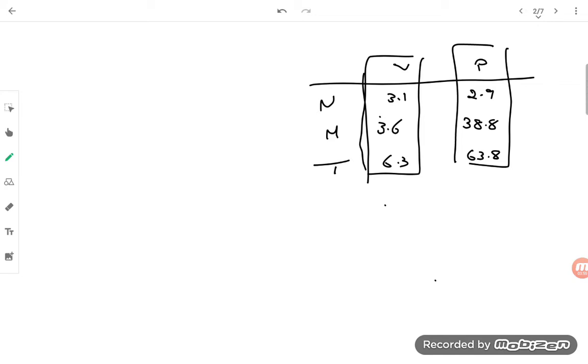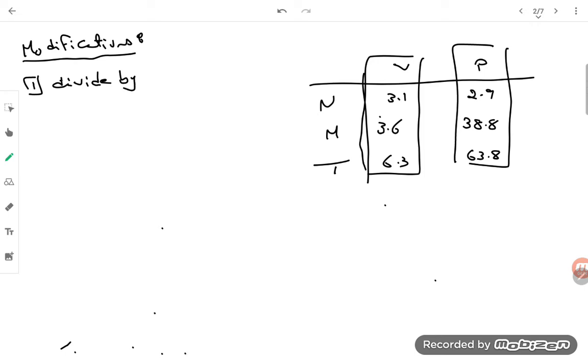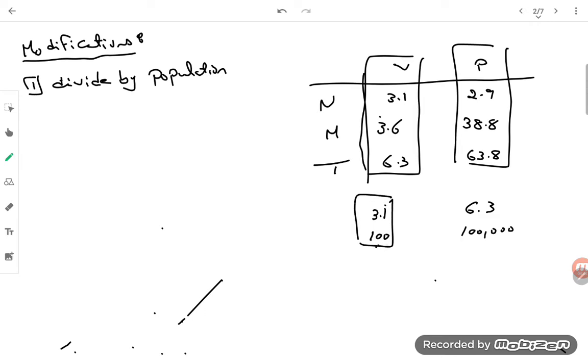So we have to make two more modifications for these values in order to be meaningful for international comparison. Number one, to divide by number of population in order to be per capita, GDP per head. As it may be 3.1 and number of population is 100, and in Turkey it's 6.3, but total number of population is 100,000. So in this case, the Netherlands is growing much more than Turkey. So we have to calculate GDP per capita or GDP per head.